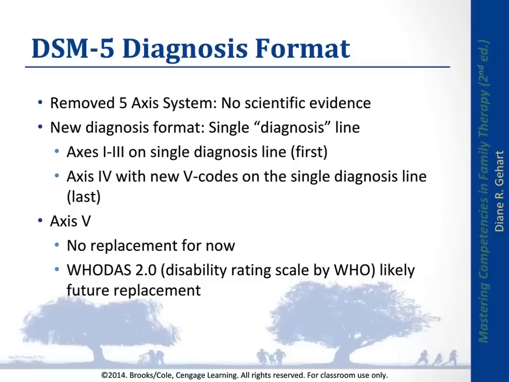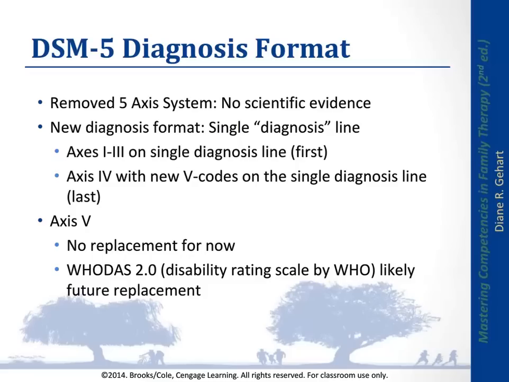And the new diagnosis format is just what everyone else in medicine is using. It's a single, quote-unquote, diagnostic line. And so for this, you'd put any diagnosis 1 through 3, what was on the former axis 1 through 3, on a single line. And then what used to be on an axis 4 is actually going to be coded on these same diagnostic lines as a V code, or what will soon be a Z code. We'll talk about that in a minute too, as a type of diagnosis.